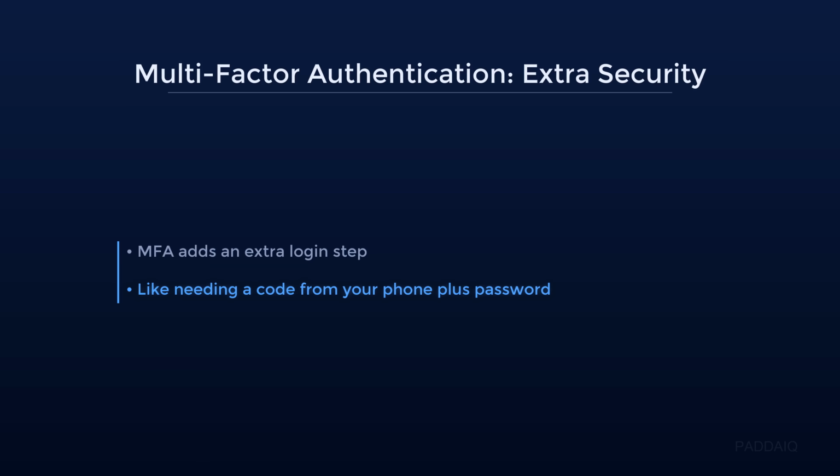Like needing a code from your phone plus password. This means you combine something you know, like a password, with something you have, such as your mobile device generating a temporary code. For example, logging into your email might require entering your password and then a code texted to your phone. This dual-step process significantly strengthens your account's defense against unauthorized access.